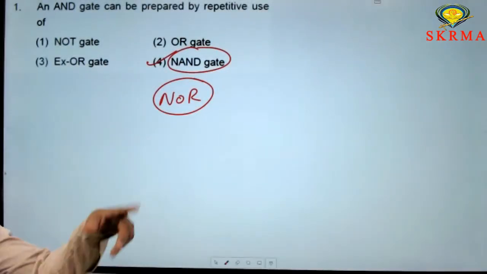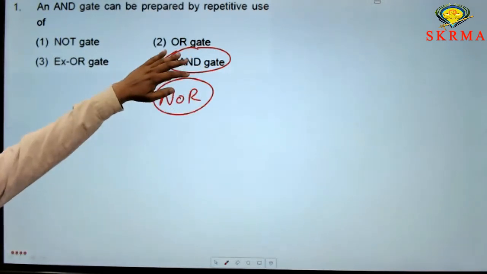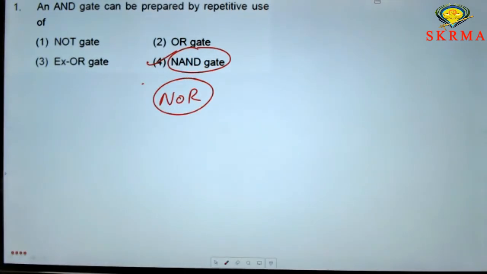So here, among these four, NAND gate is the universal gate. NAND and NOR gates are called universal gates, so that we can prepare any gate by using either NAND or NOR gate or a combination of these two, so that these two are called universal gates. So both options are correct.